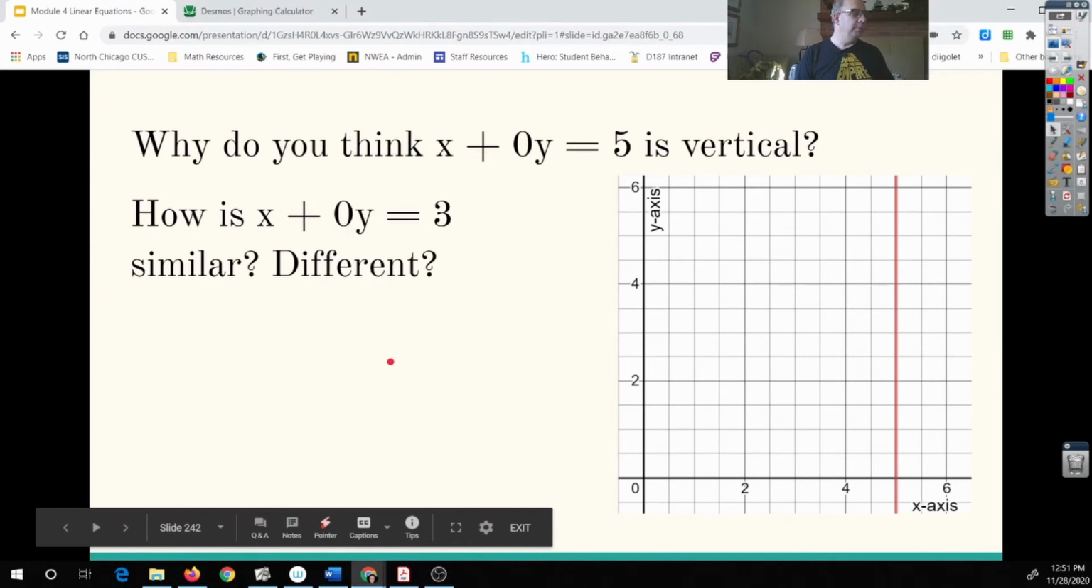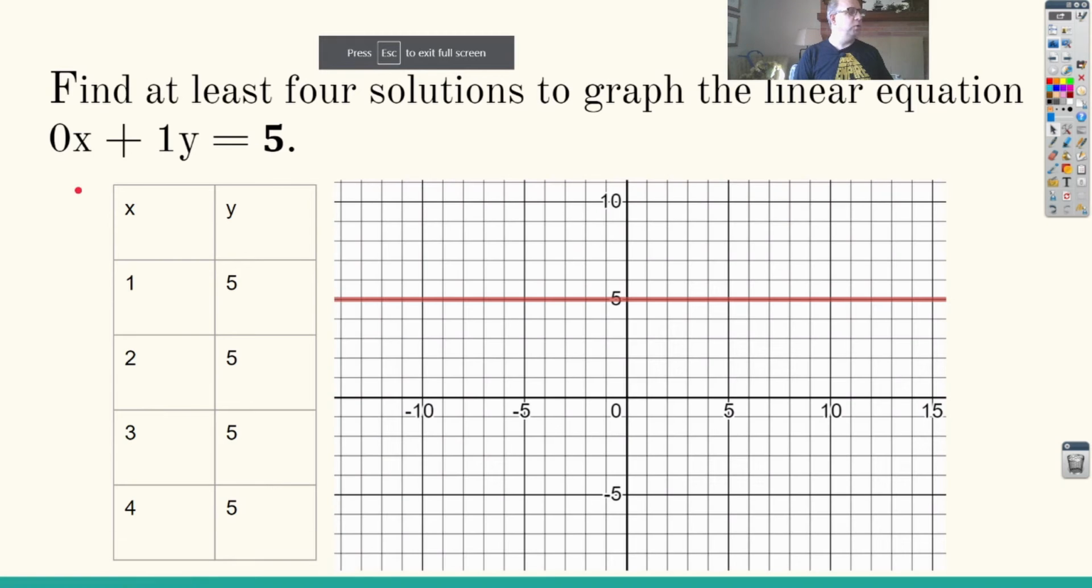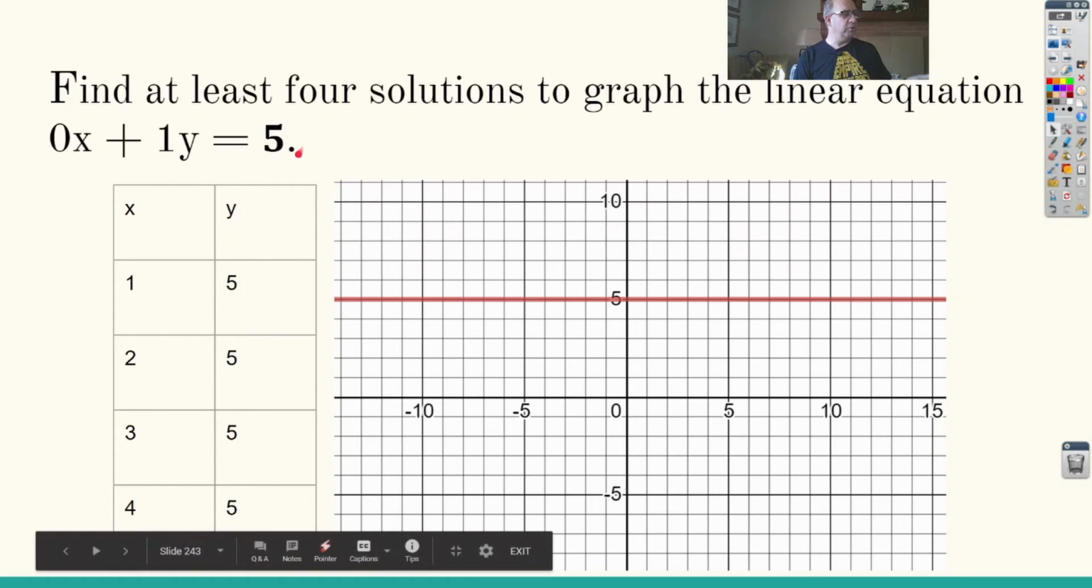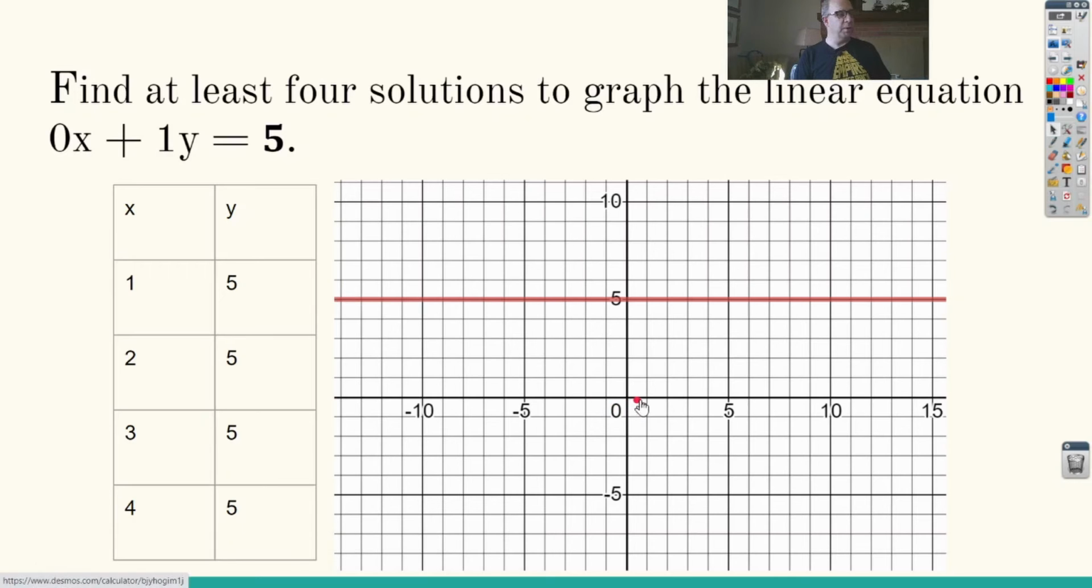All right, moving on. Find at least 4 solutions to the graph of the linear equation 0x plus y equals 5. So x is going to be gone. Y is going to be just y equals 5. Y is always 5. Whatever number I pick for x, y is going to equal 5. So if I pick a 1 for x, y equals 5. If I pick a 5 for x, y equals 5. So all of these are the same line, right?